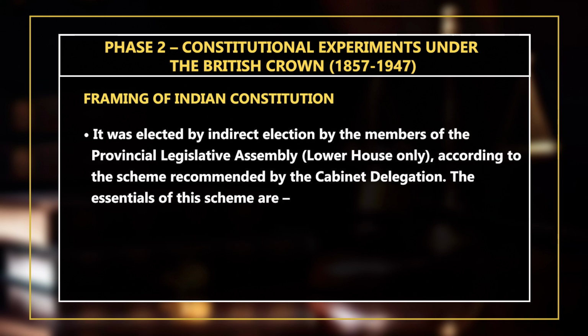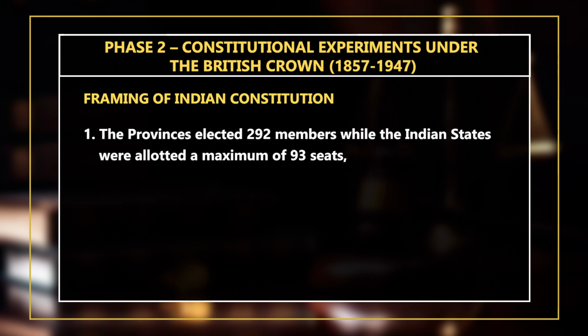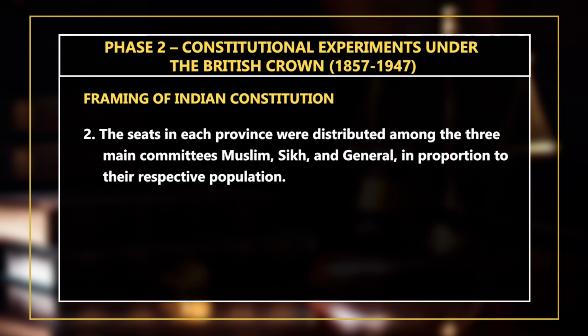It was elected by indirect election by the members of Provincial Legislative Assembly, that is the lower house, according to the scheme recommended by the cabinet delegation. The essentials of the scheme are: Number 1, the provinces elected 292 members while the Indian states were allotted a maximum of 93 seats. Number 2, the seats in each province were distributed among the 3 main communities, Muslim, Sikh and General, in proportion to their respective population.